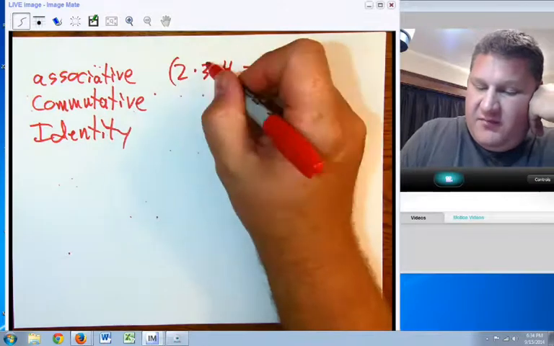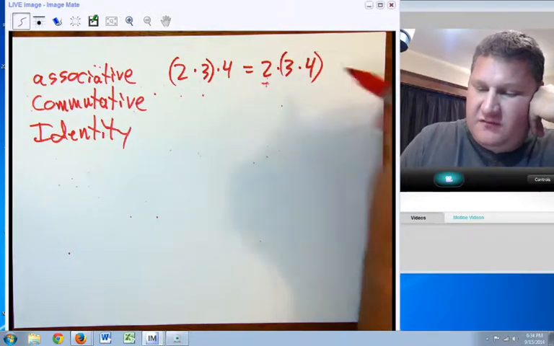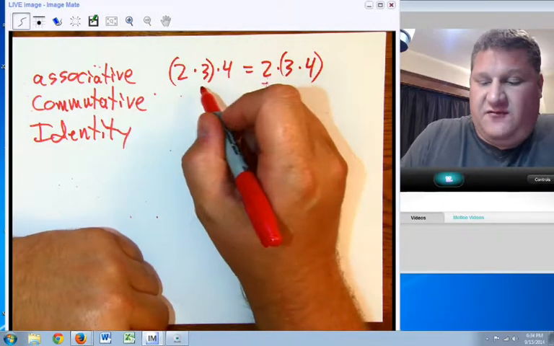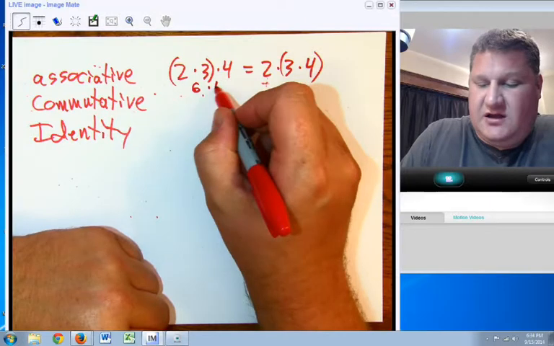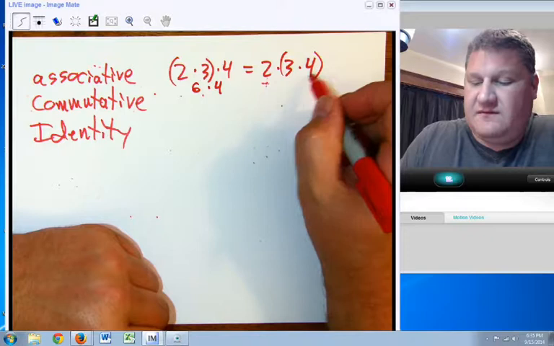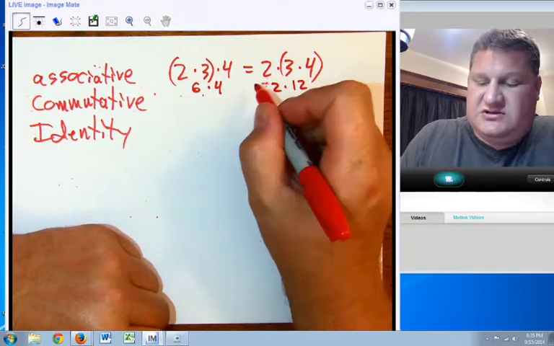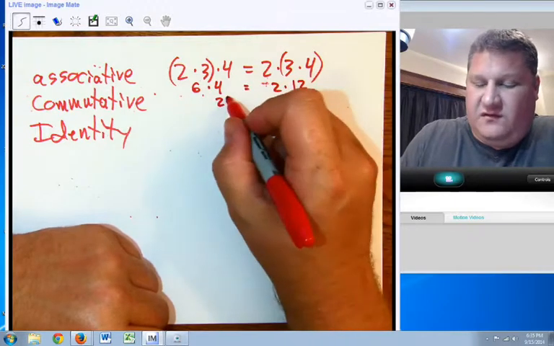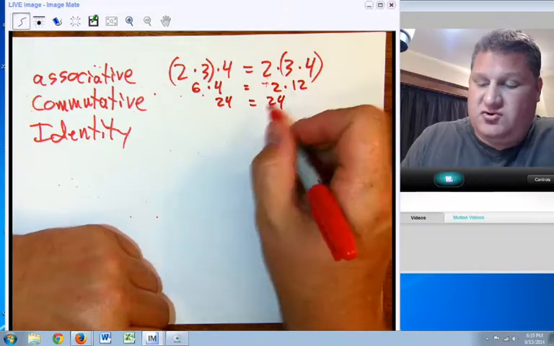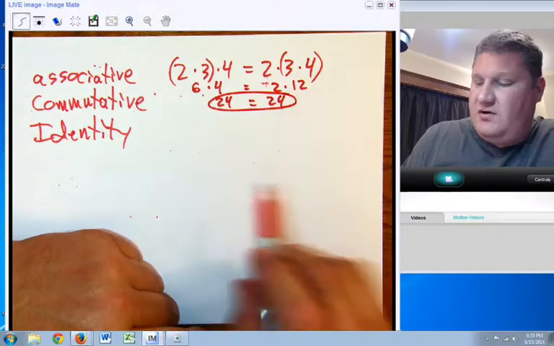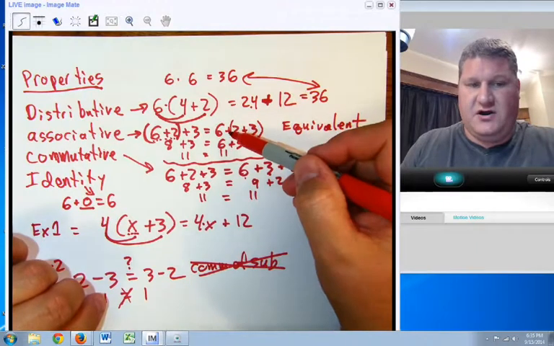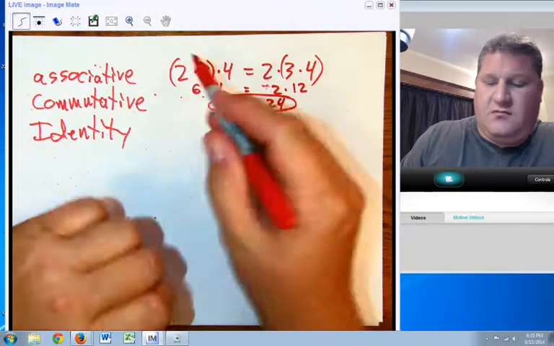However, if I put parentheses around those two and parentheses around these two, then we get something that potentially could be different. Well, 2 times 3 is 6 times 4. Over here, since these are in parentheses, I have to do those first. 3 times 4 is 12 times 2. Well, 6 times 4 is 24. 2 times 12 is also 24. And so 24 equals 24. So it works with addition, but it also works with multiplication.